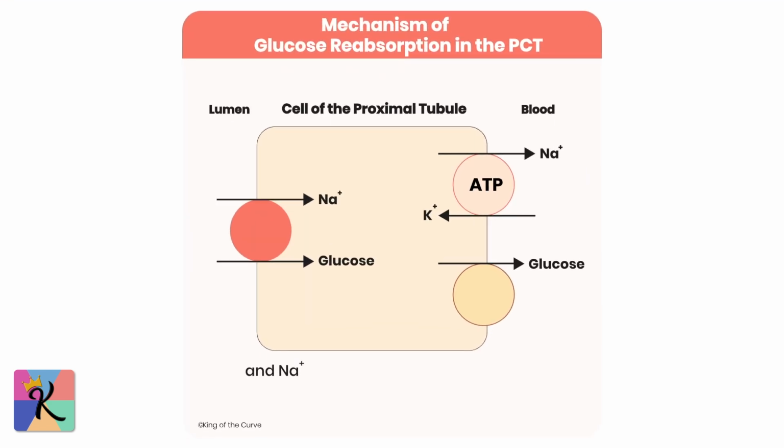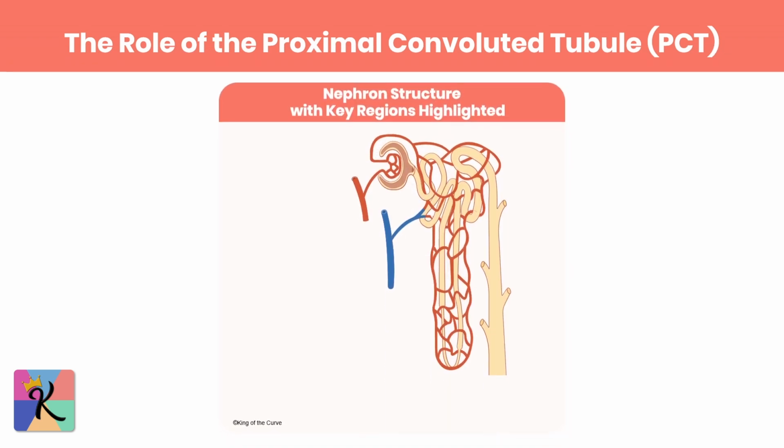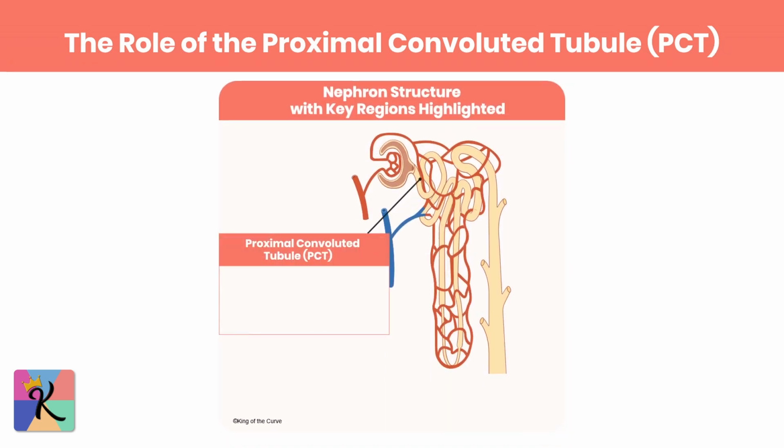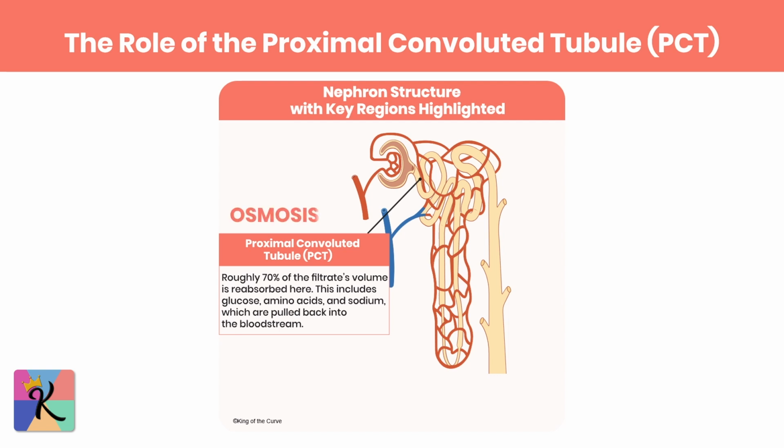For example, glucose is actively transported out of the filtrate by specialized cotransporters, similar to those in the small intestine. The proximal convoluted tubule, or PCT, is the first stop for reabsorption. Roughly 70% of the filtrate's volume is reabsorbed here. This includes glucose, amino acids, and sodium, which are pulled back into the bloodstream. Water follows naturally due to osmosis, making this region critical for both solute and water reabsorption.